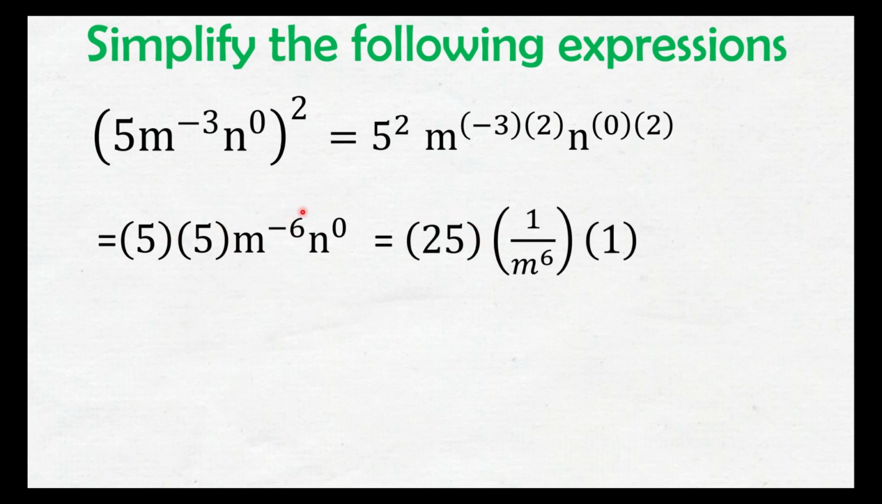Okay? And then, 5 times 5, that's 25. And itong m raised to negative 6, para matanggal yung exponent natin na negative, kunin natin yung reciprocal niya. So, ibababa natin ito, lalagay natin sa denominator. So, makukuha natin is 1 over m raised to 6. And then, n raised to 0, dun sa rule natin, any number raised to 0 is 1. So, kaya nakuha natin ay 1. Simplify natin, 25 times 1 times 1, that's 25. And yung denominator natin ay m raised to 6.